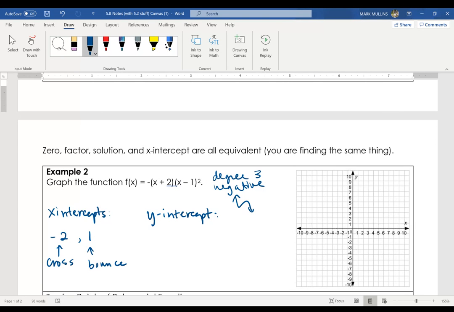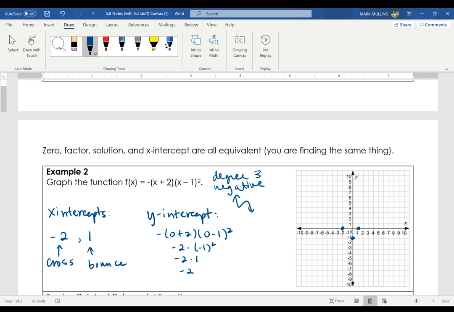To find my y-intercept, I would put in 0 for all the x's. So 0 plus 2 is 2, so it's a negative 2 times 0 minus 1 would be a negative 1 quantity squared. So negative 2 times 1, negative 2. So now I have to go through and graph these all. So let's see, we're going to graph x-intercepts at negative 2 and a positive 1. And we'll graph a y-intercept at negative 2.